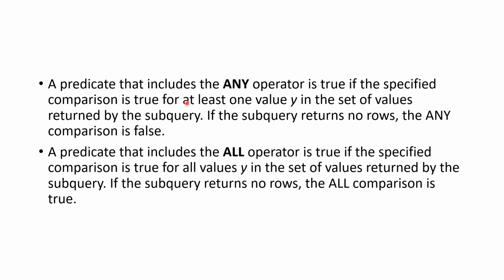A predicate that includes the any operator is true if the specified comparison is true for at least one value y in the set of values returned by the subquery. If the subquery returns no rows, the any comparison is false. Next, for all: a predicate that includes the all operator is true if the specified comparison is true for all values y in the set of values returned by the subquery. If the subquery returns no rows, the all comparison is true.